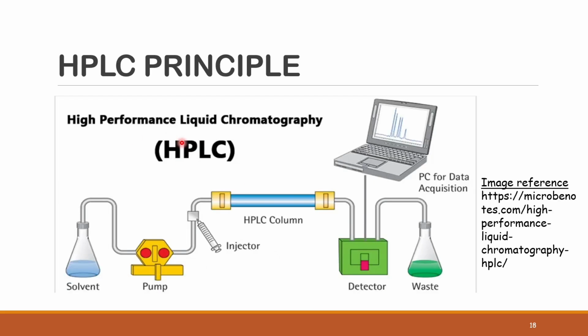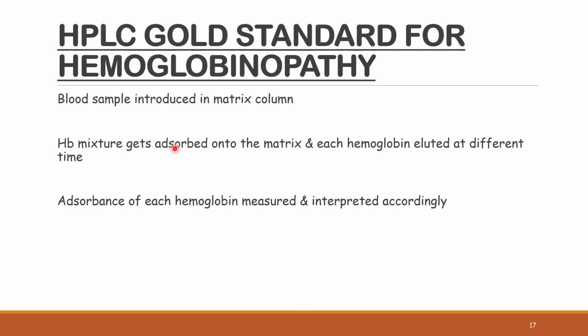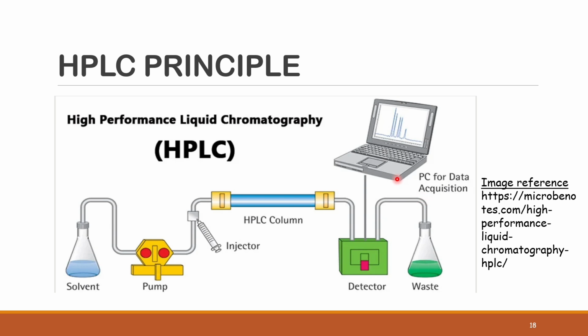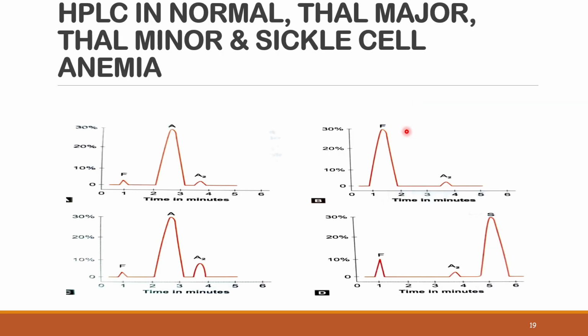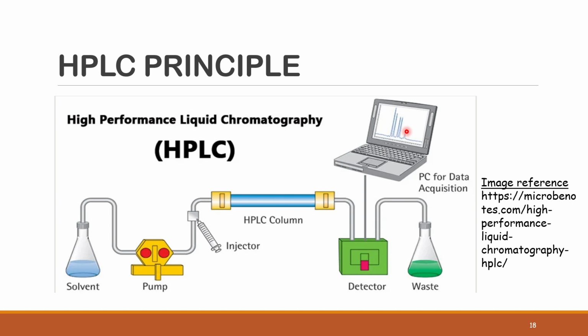Whenever it is injected, the Hb mixture gets adsorbed on the matrix, and after adsorption they will elute at different times. They will take different times for elution because their amino acid constitution is different, their structure is different, so their charge is different, right? And the absorption of such eluted hemoglobin is measured and interpreted in software. All right, so that is the basic principle of HPLC.